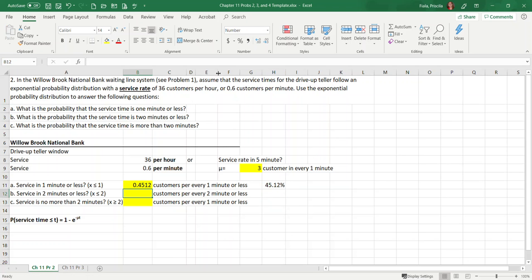So let's do the next one. For servicing 2 minutes or less, you're doing the same formula as you did over here, but now you're replacing the 1 by 2. So let's just go ahead and drag it down right here. And let's make sure that it's minus this value times 2 now, right here, times 2, which is 69.88 or about 70%.